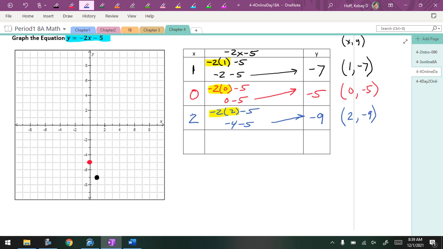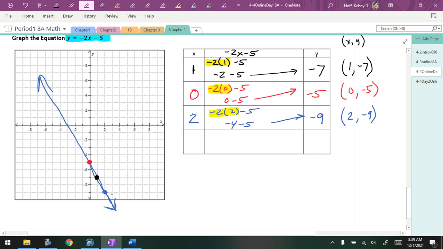This, you go 2 to the right and down 9. Now, if you've done this correctly, those points should all match up where you could easily draw a line through them. Agreed? Okay. So on Alex, then you'll easily draw a line through those points.